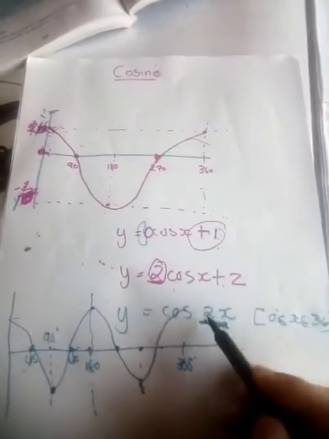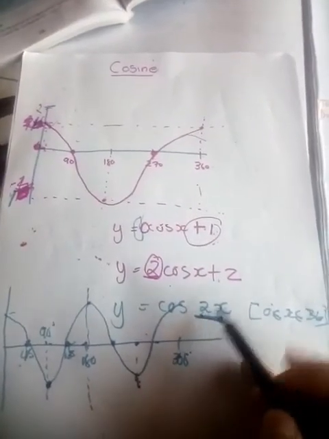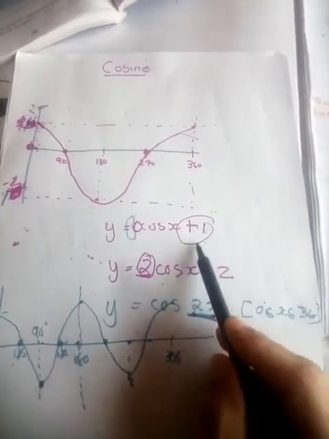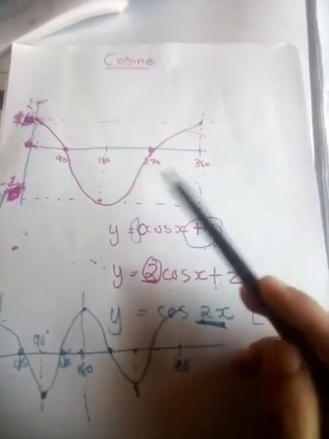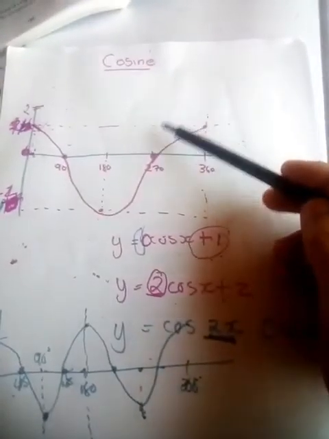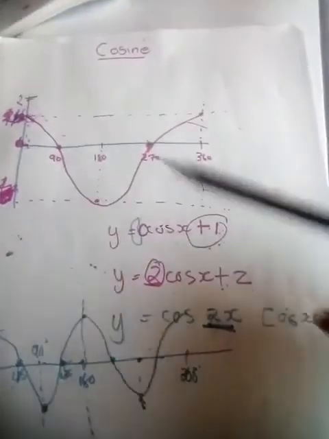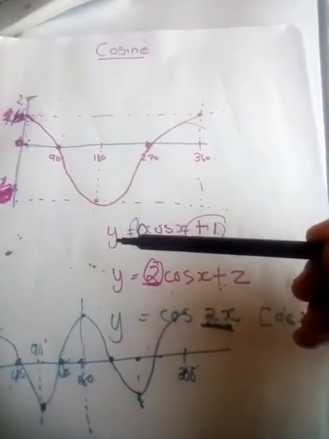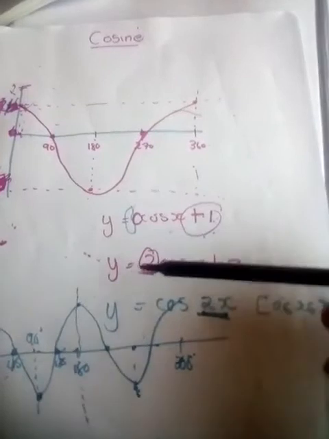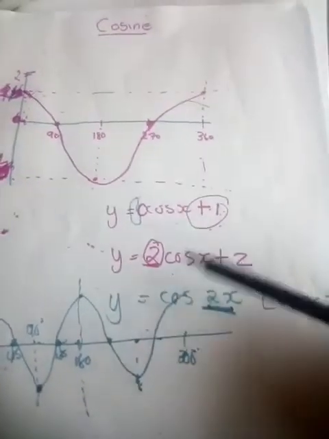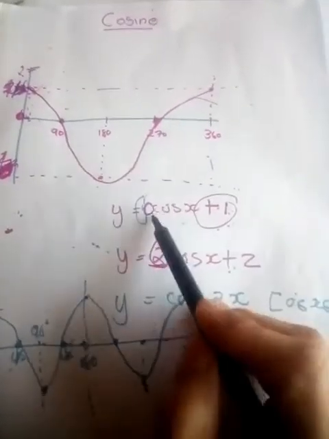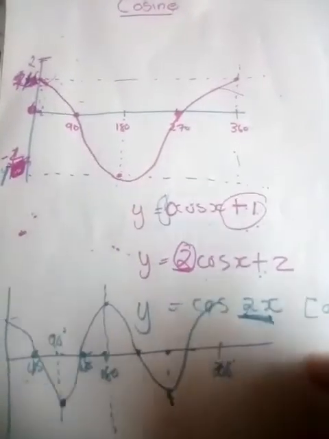Same thing applies. 2x, 2 cosine graphs. Plus 1, move up 1. Plus 2, move up 2. If it's minus, move down 1, the whole graph shifts down 1. Minus 2, move down 2. This value in front will be your maximum, your amplitude value.